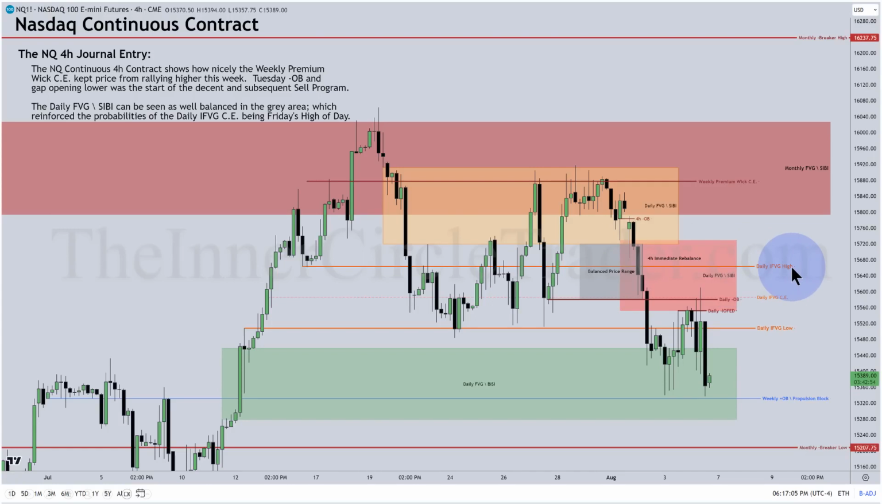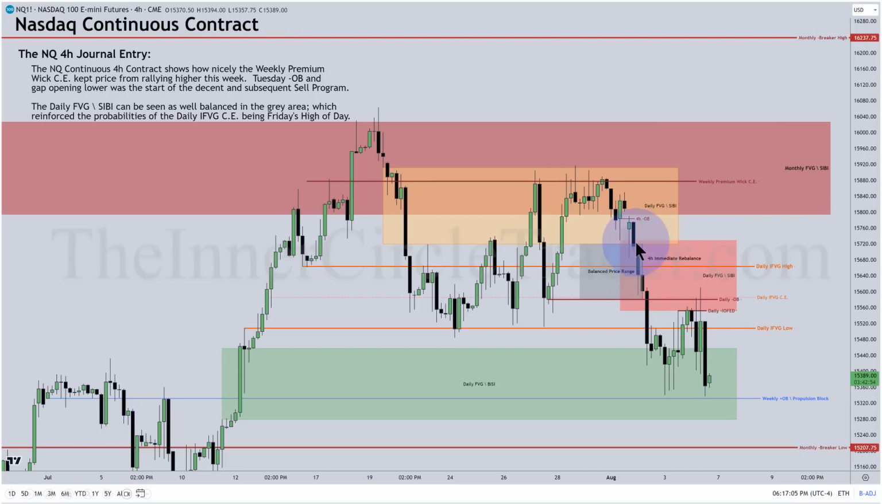Why? Look closer. From this candlestick's low to this candlestick's high, that is your daily fair value gap SIBI. This is the daily inversion fair value gap high, the midpoint of that inversion fair value gap, which is consequent encroachment, and the low of the daily inversion fair value gap low. So here's consequent encroachment. Why did we not expect it to trade up into this area here?